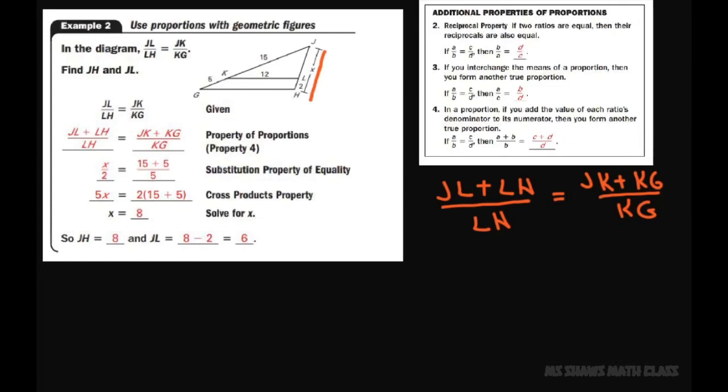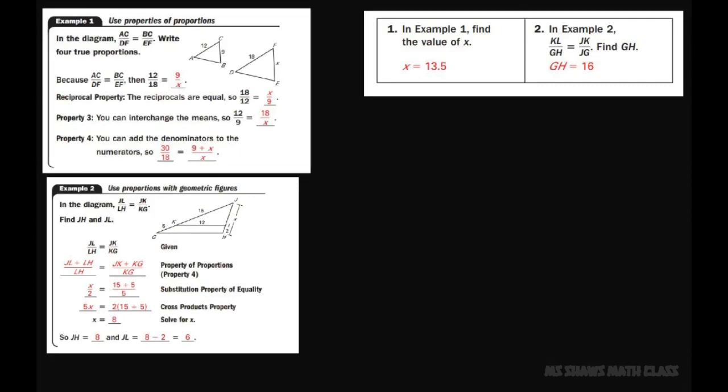Then when you substitute everything in and cross multiply, you get X is 8. So we know that JH, the whole length, is 8. And then JL is 8 minus 2, which is 6. And you notice that we use this one right here, and we added the proportions like this. We just added the denominator. All right. So here's a couple more examples.